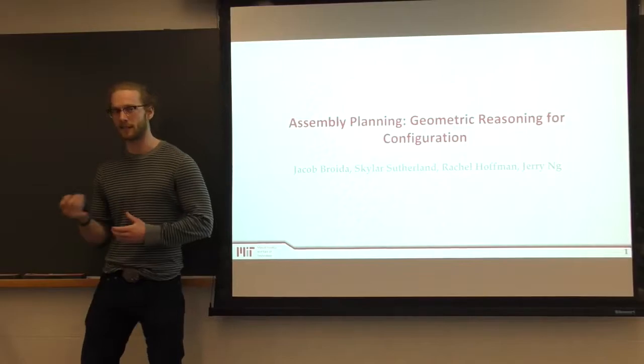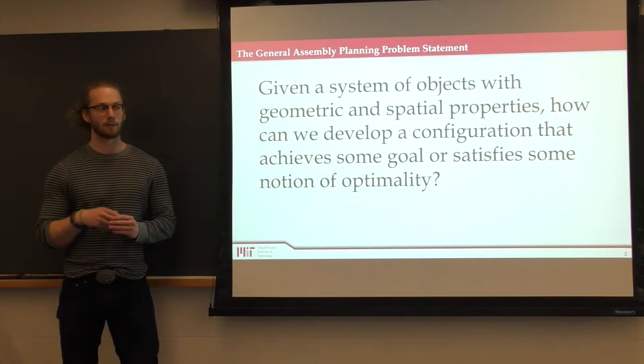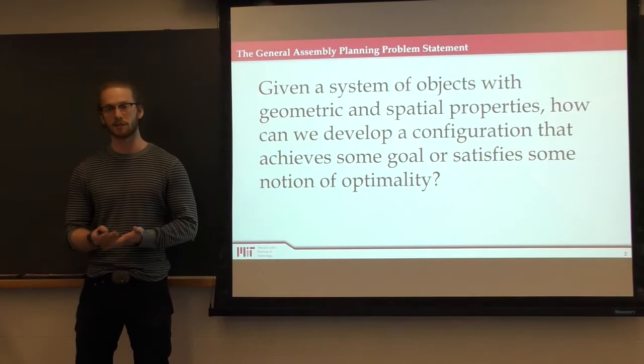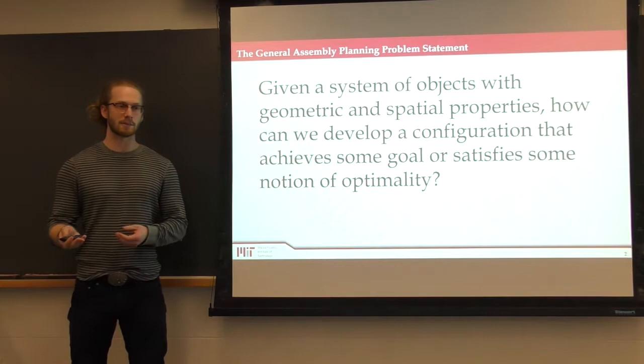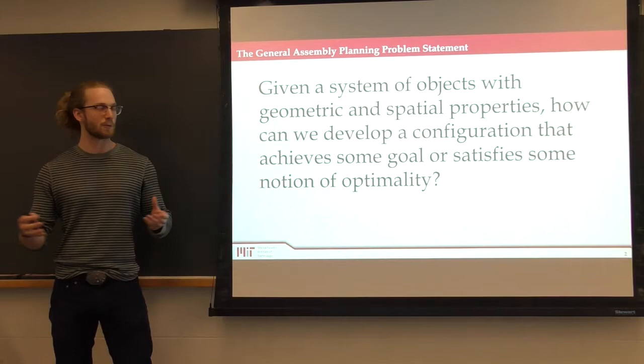Today about a couple of big topics in the assembly planning sphere of cognitive robotics. So here is the problem statement that we use to guide our research into assembly planning, which is, given a system of objects with geometric and spatial properties, how do we develop a configuration that achieves some goal or satisfies some notion of optimality? And you'll notice this is pretty broad. Assembly planning is a very wide sphere, but at its heart is really this idea of literally assembly. Like, you have a bunch of disparate pieces, how do you bring them together to achieve some task?